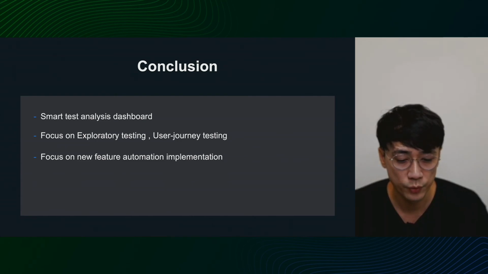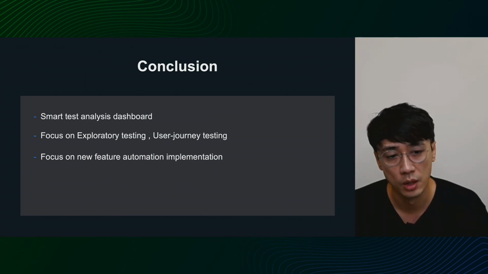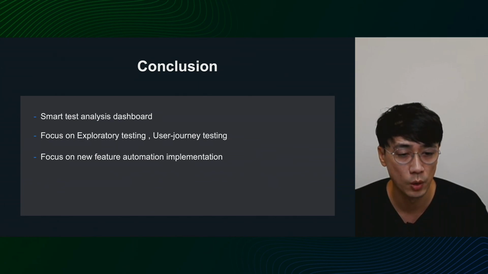2, we can focus on exploratory testing or user journey testing. Actually, QAs have more time to make meaningful tests, something like this. 3, as an automation engineer, we have more time to develop automation testing for new features, to protect our products all around. So we can focus on new features and automation implementation.